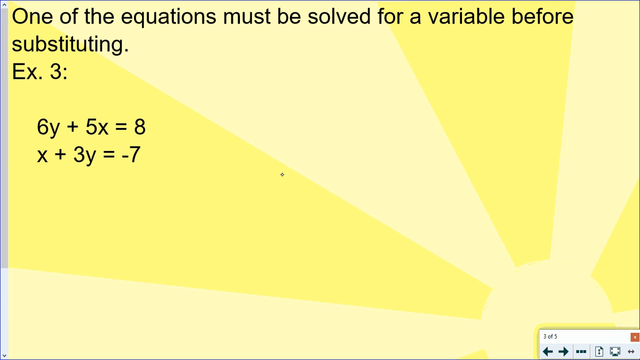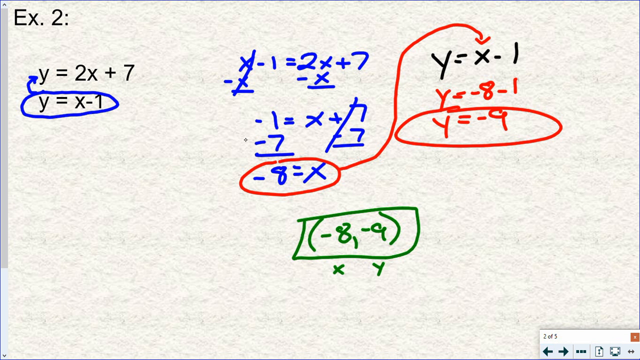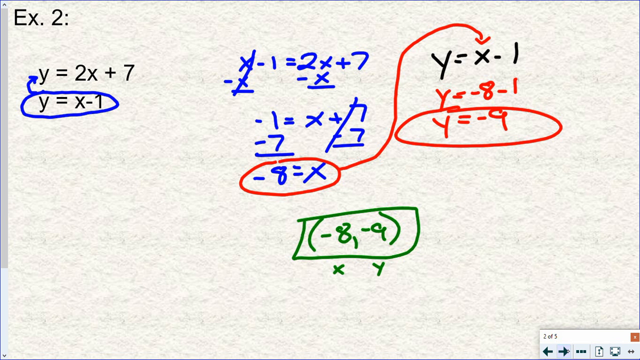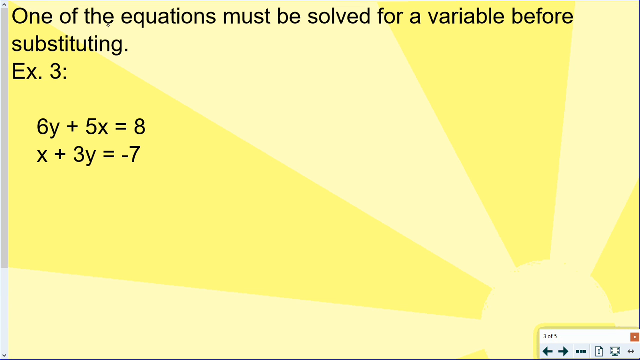If you notice on the first two we did, at least one of the equations was solved for a variable, so it made it really easy to substitute. On the first one, notice y was equal to 3x, and that's the one I used to substitute in. The second equation wasn't solved for a variable. So if one of your equations isn't already solved for a variable, you want to solve it for a variable before substituting. And it doesn't matter if you solve it for x or solve it for y.